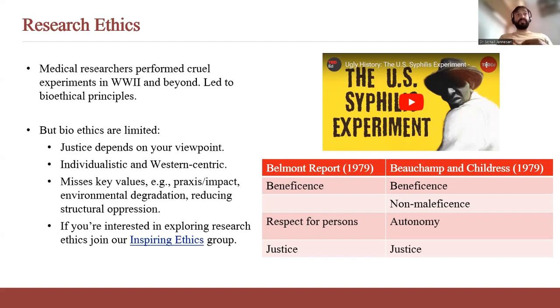There are key values that are missing here. Values around praxis. Isn't it important that your research makes a difference? That's a bit hidden. There are other principles too. Okay, maybe it doesn't harm a person, but maybe it harms the environment. Why is that not important? And because it focuses on the individual, it often misses bigger oppressions, bigger structures. Perhaps these ethical principles are set by universities and by governments who themselves have a lot of ethical issues, and that's not really recognized. Can you do ethical research in particular institutions which are collaborating with governments to do terrible things? This isn't really considered in this ethical framework.